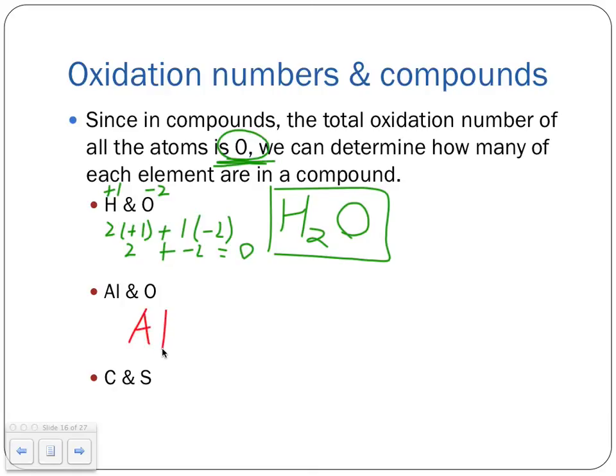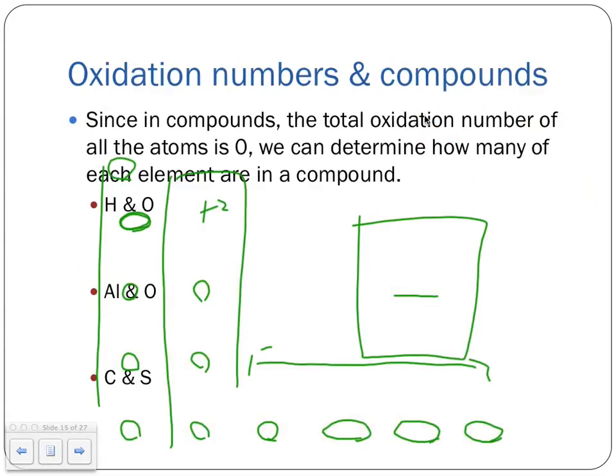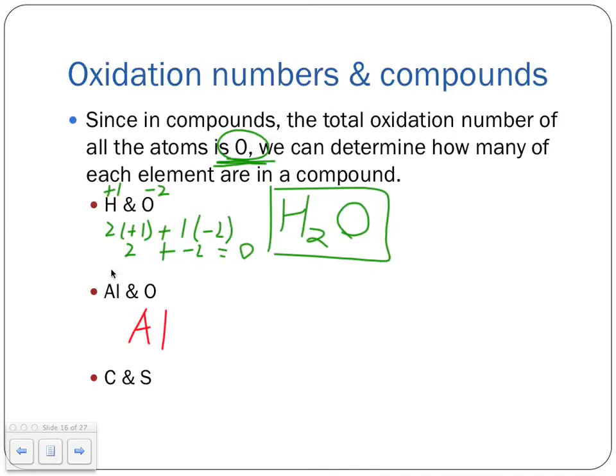We say, okay, well, where is aluminum? So let's go back to our periodic table. Aluminum is right here. So aluminum is in group 13. We said group 13 is typically going to have an oxidation state of +3. And so for +3, that's going to be our aluminum.